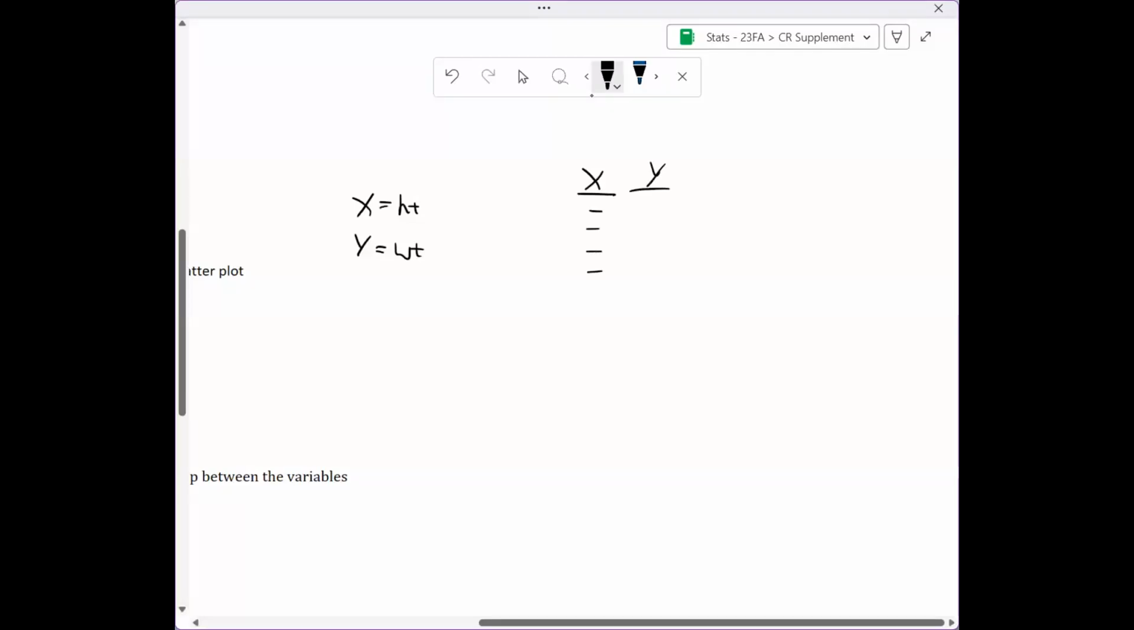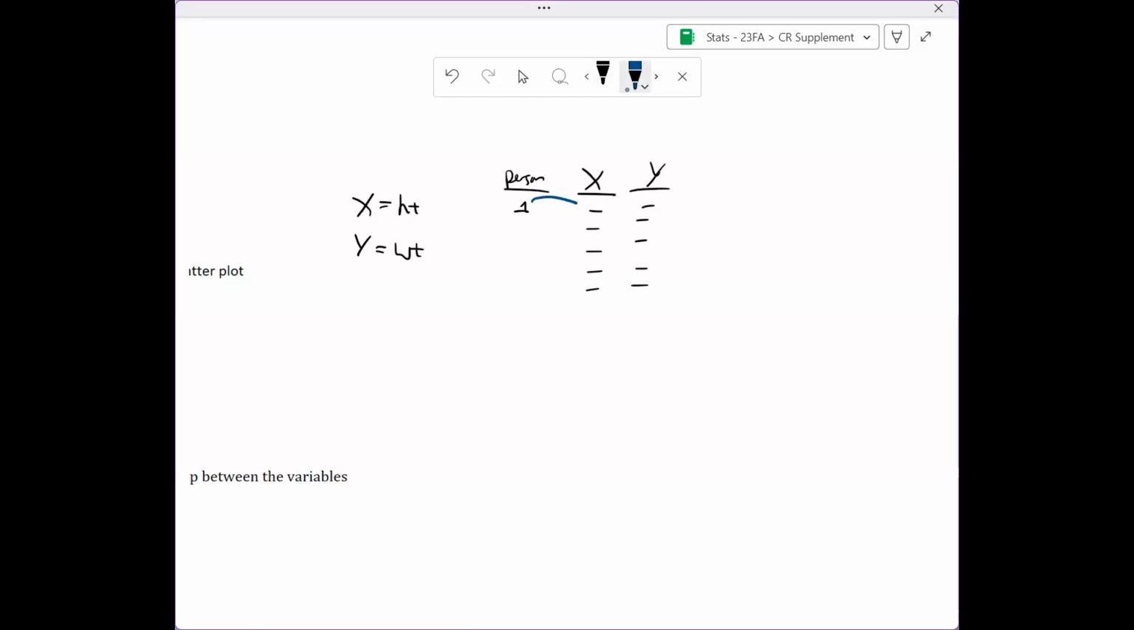So we have some data for heights and some data for weights. And importantly, this x is person one's height, and this y is person one's weight. And then person two, this x is person two's height, this y is person two's weight. So there's a natural pairing between each of these data points. That's super important. These aren't just, I picked 100 random people and measured their heights, and then I picked a different 100 random people and measured their weights, and I have two lists. These are data that are inherently paired.